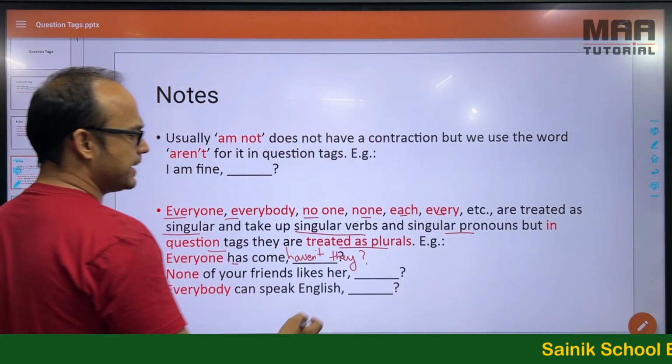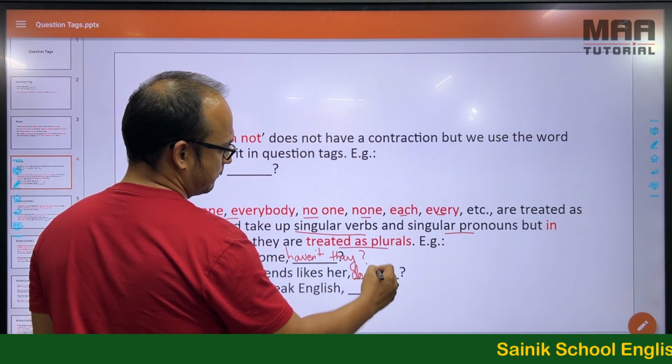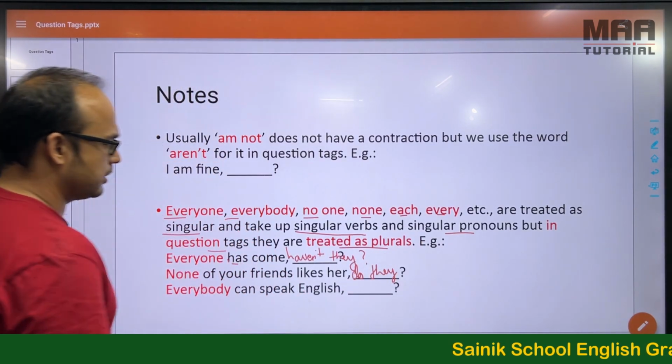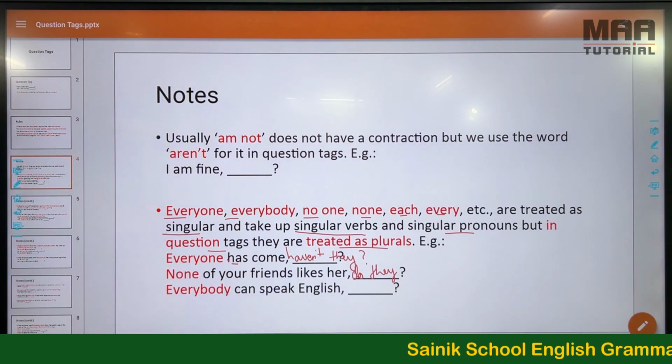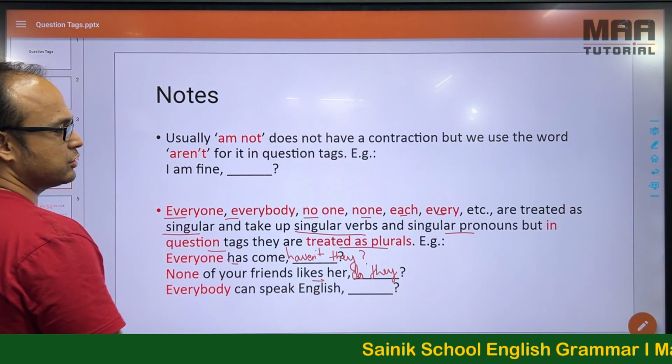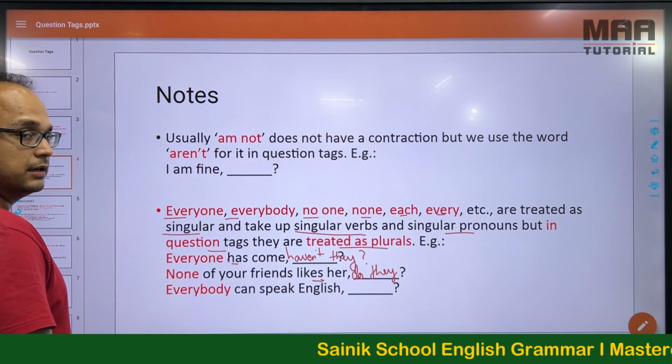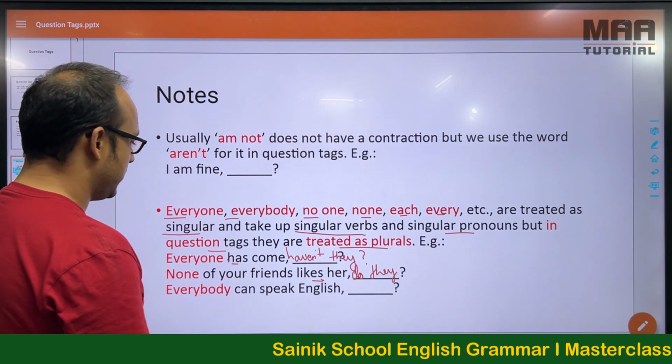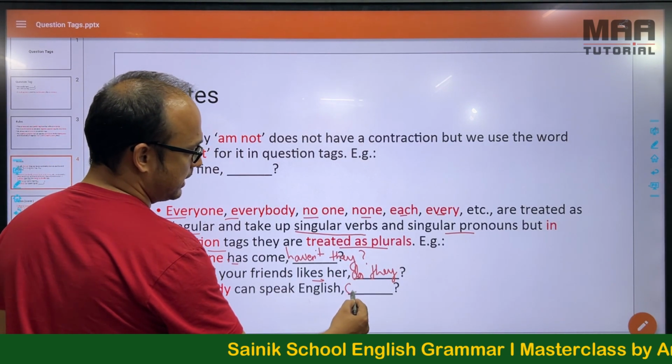None of your friends likes her, do they? Likes her, do they? So they do like her. Likes here shows the inflection of does. The auxiliary is does. The plural of does will become do. Do they? Everybody can speak English, can't they?